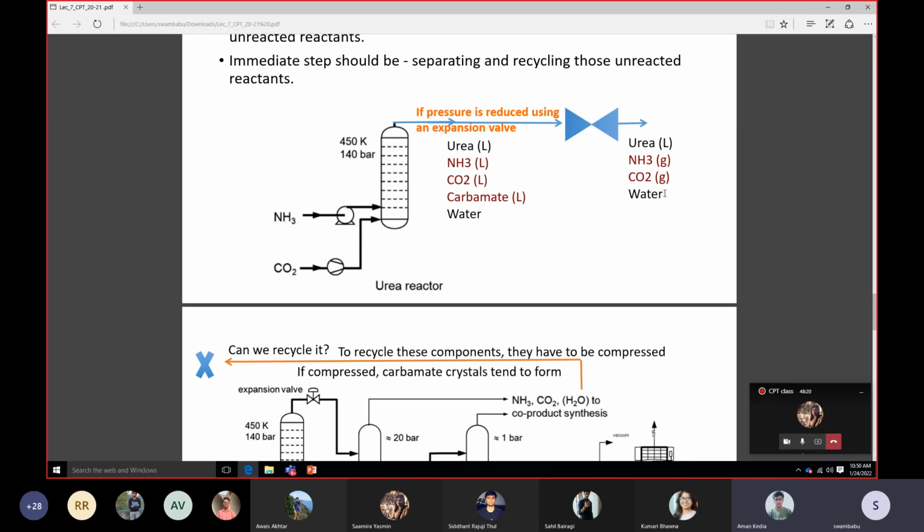We can easily separate the gas and liquid, and these unreacted reactants can easily be recycled back. The gases, ammonia and CO2, can be easily recycled back because the gases separate from the urea and water, which are in the liquid state. So the separated gases can be recycled back.